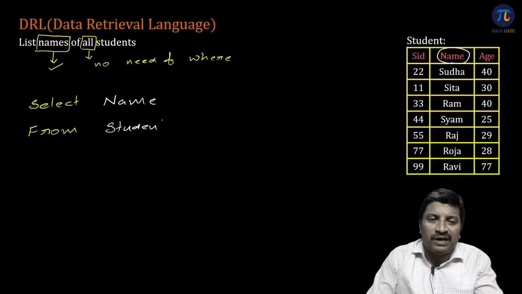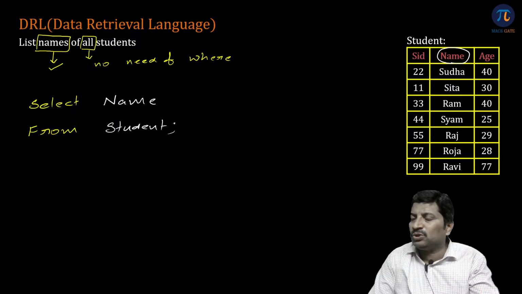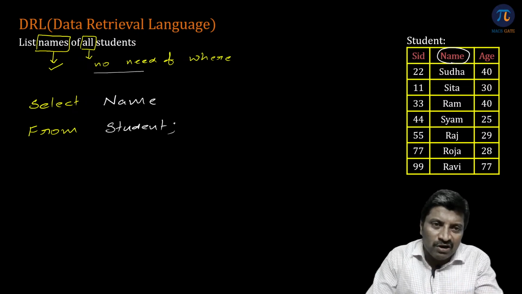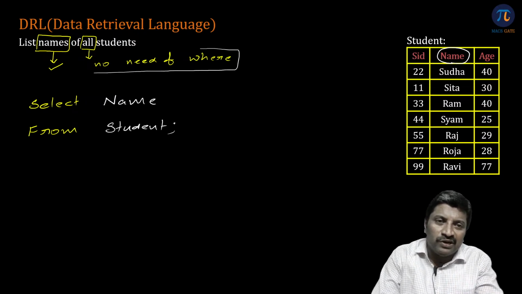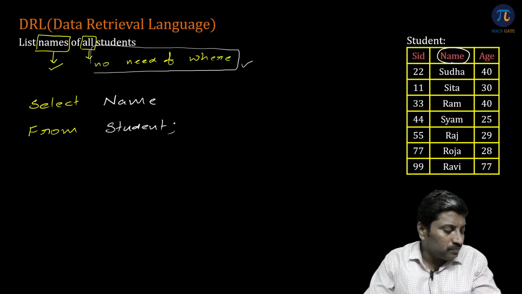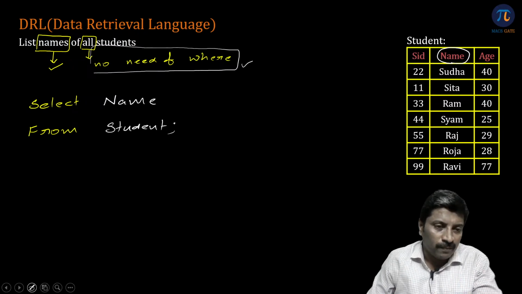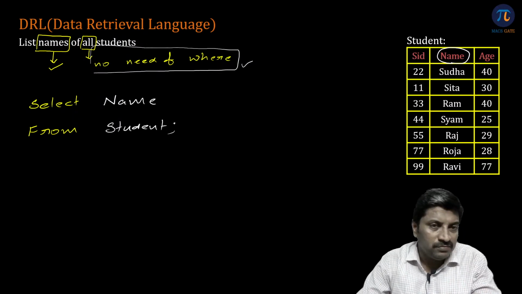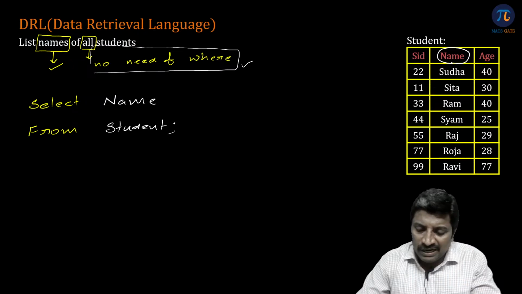Do you have any condition on the students records? No, sir. I need the names of all students. Since all students, we don't write where clause, because we are not filtering the records of the table. Hope you understood it. Let us go to the next one.